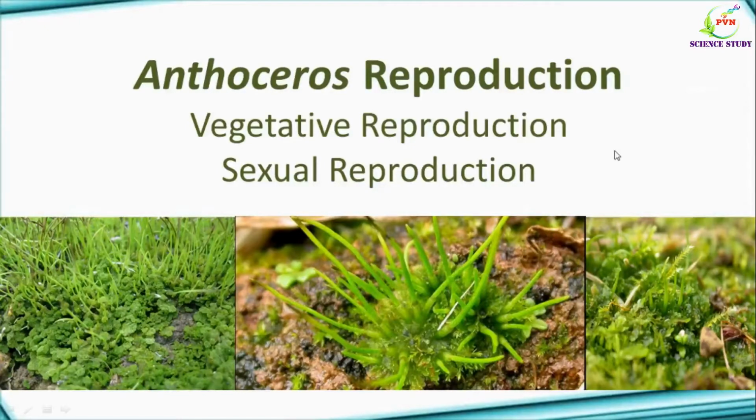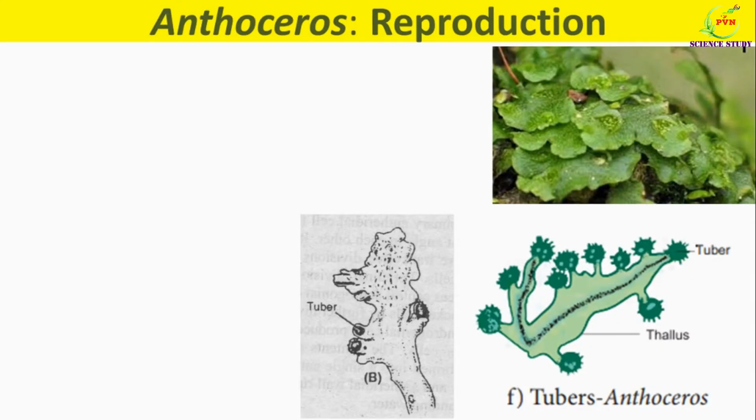Hello dear students, in this video we will study reproduction in Anthoceros. We will see vegetative as well as sexual reproduction in case of Anthoceros. Anthoceros shows two types of reproduction, that is vegetative reproduction and sexual reproduction. Asexual reproduction is absent in case of Anthoceros.